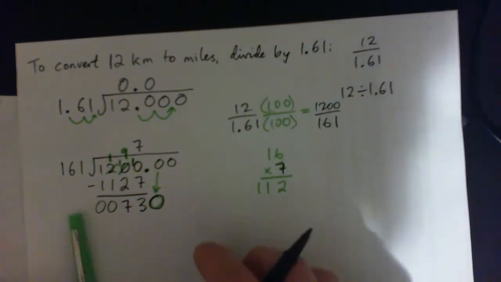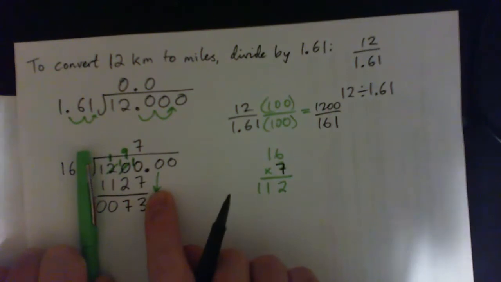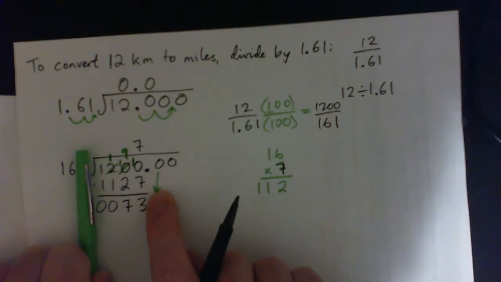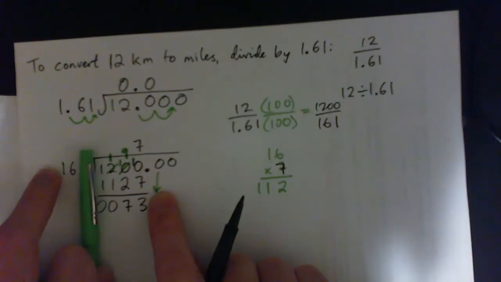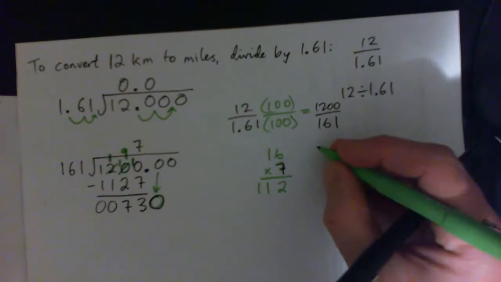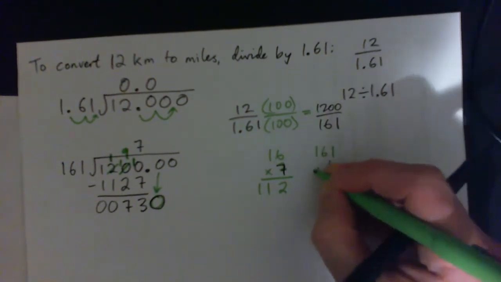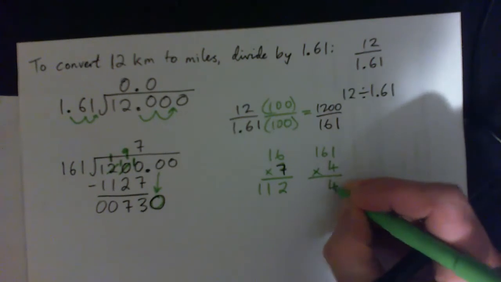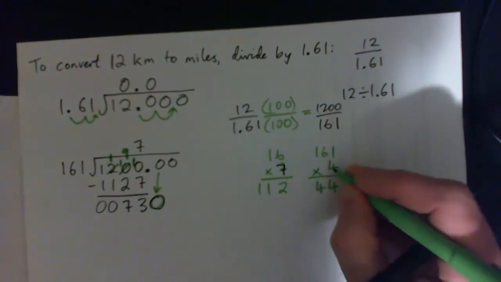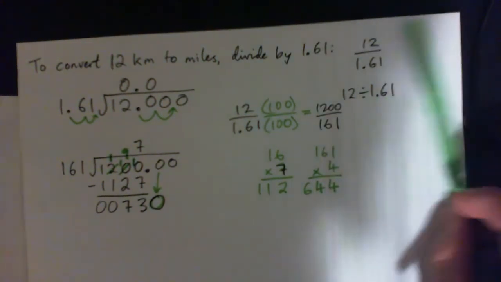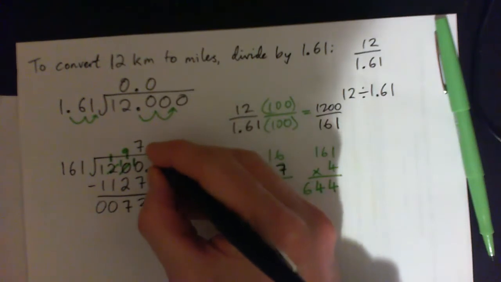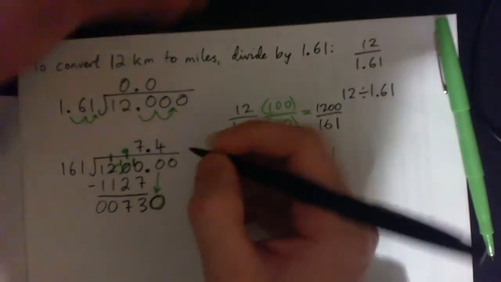To guess that, I'm going to block this one off and block that digit off and think, okay, 16 into 73. What do we think? Half of 16 is 8. So 5 16s is 80. You know the trick? Half of 16 is 8. 5 16s is 80. So it's not 5 times. I'm going to guess 4. So I'm going to go 161 times 4 and see what I get. 4 times 1 is 4. 4 times 6, 24. Carry the 2. 4 times 1 is 4, and 2 is 6. 644. I think that's going to be good. I'll try that anyway. If you make a mistake, you can always go back and try again. So I'm going to guess 4.